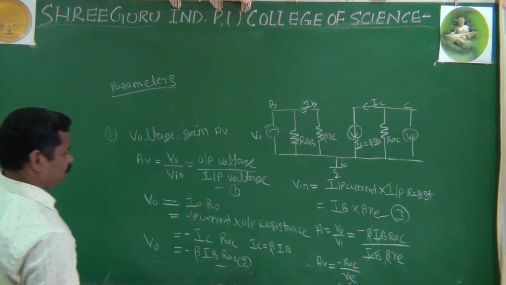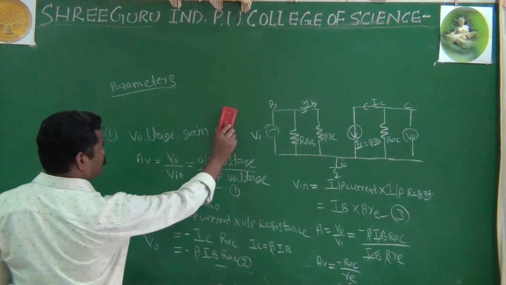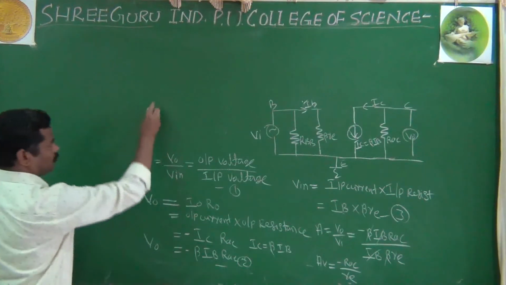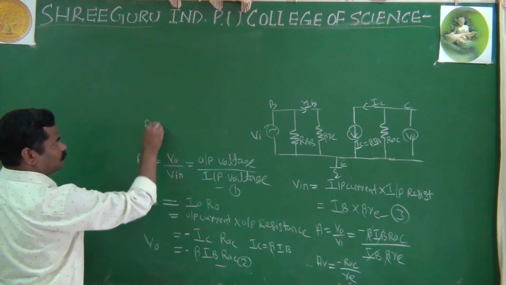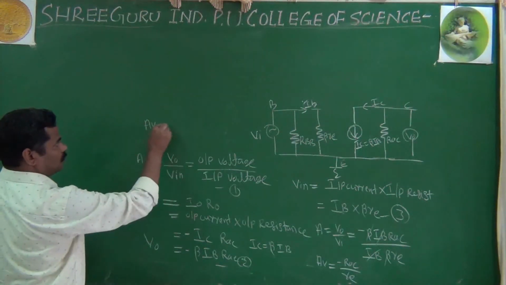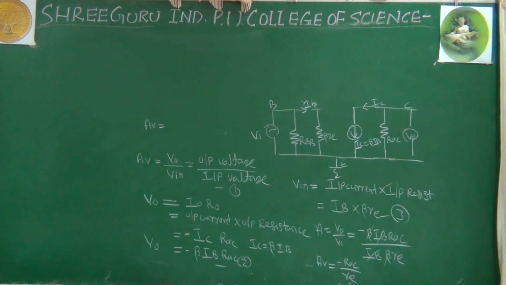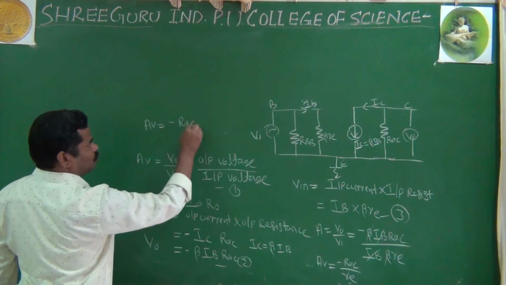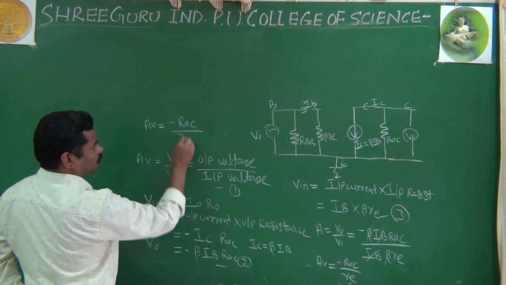What is voltage gain? It is so important while solving problems. They will ask one problem in your exam for 5 marks. In this topic, we have one fixed problem. You can write minus RAC by RE.